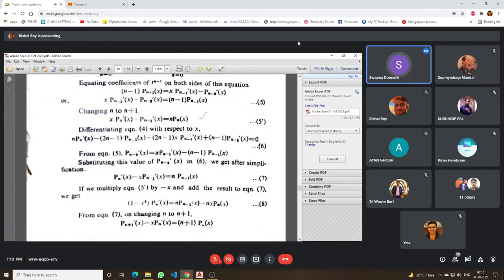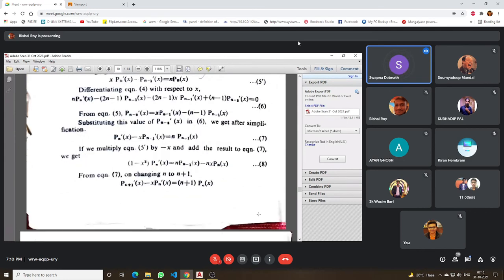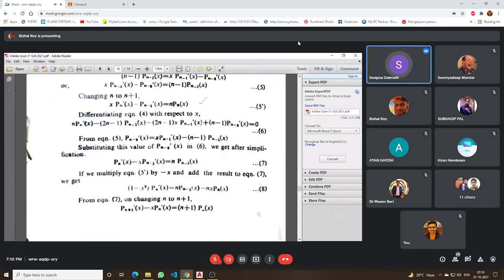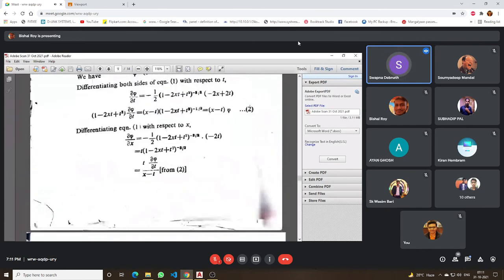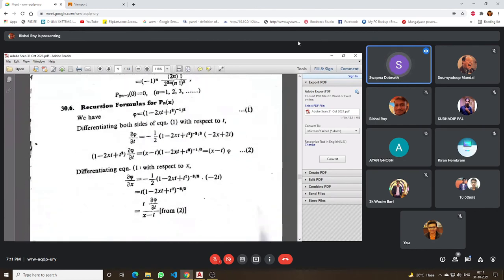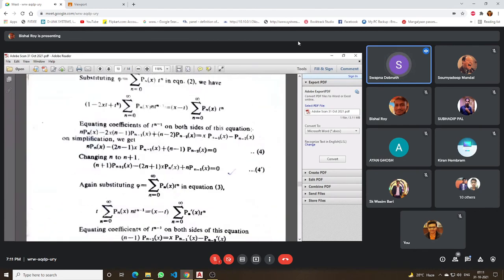Problems can come, for example, relation 7: prove Pn'(x) − x Pn−1'(x) = n Pn−1(x). How will we start? We will start from our generating function and then differentiate, and then we will arrive at these recurrence relations.